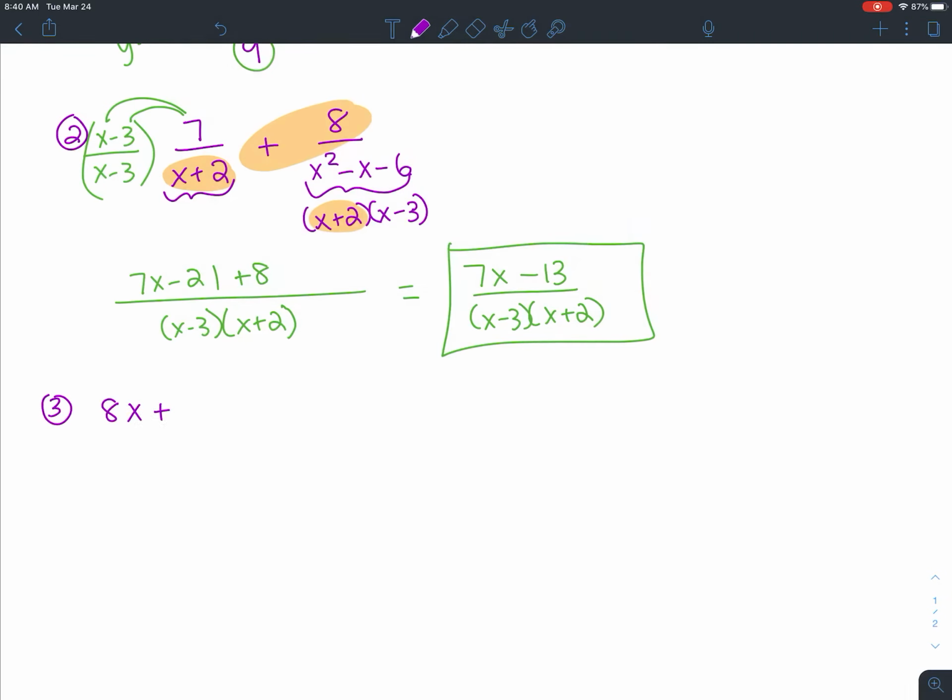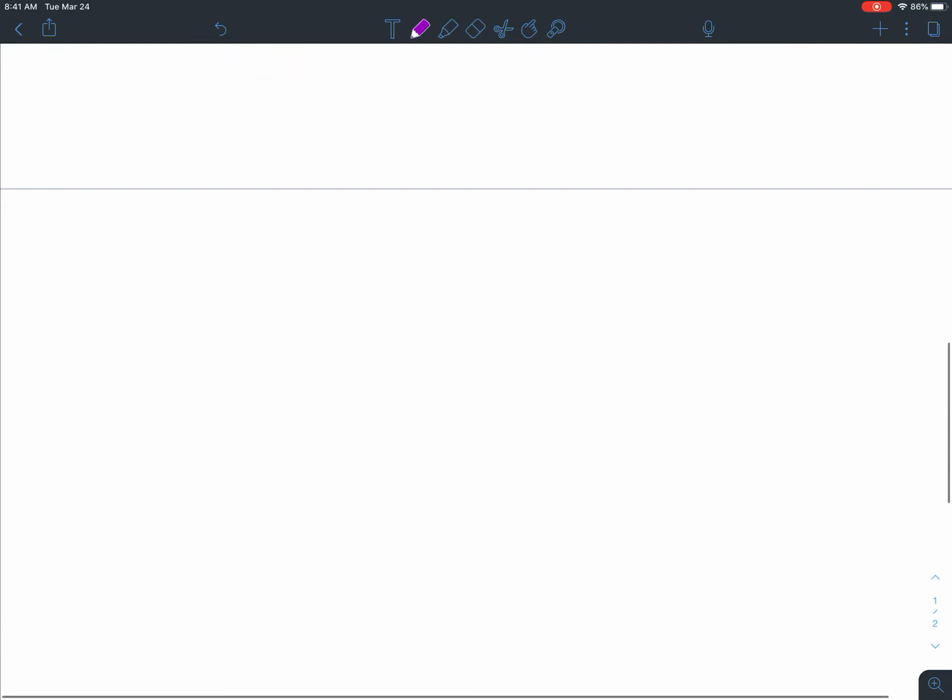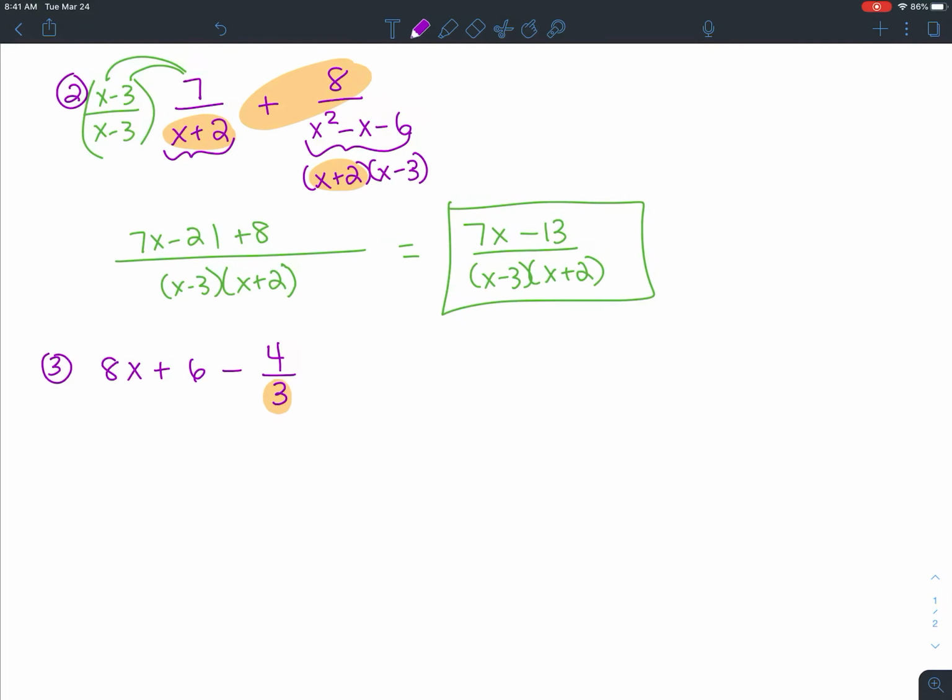we have 8x plus 6 minus 4 over 3. So if we want to make this into one fraction, then my only denominator right now is a 3. Technically everything else has a 1. So we're going to multiply each of these by 3 over 3 and by 3 over 3. And I'm going to go ahead and add the 1 on the denominator so it's easier to see. So my first fraction would become 24x. Then the second number would become 18, and then minus 4, and now my denominator is all 3.